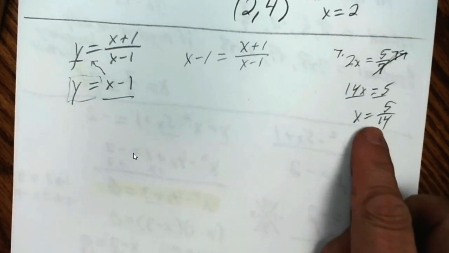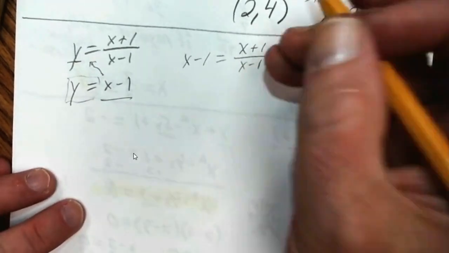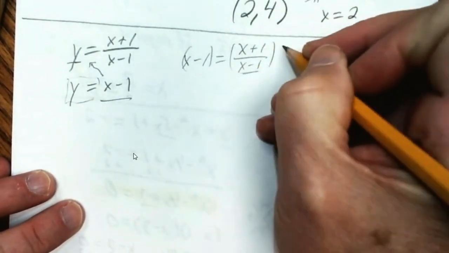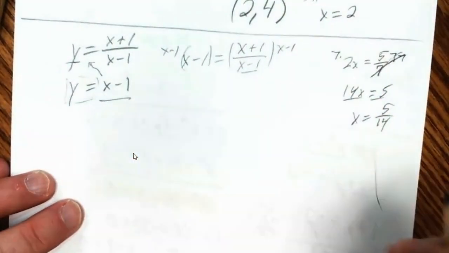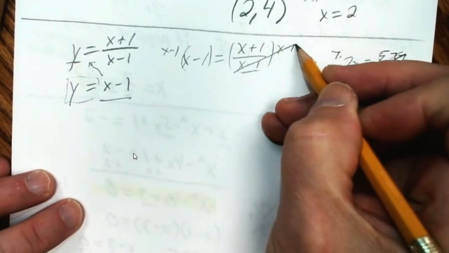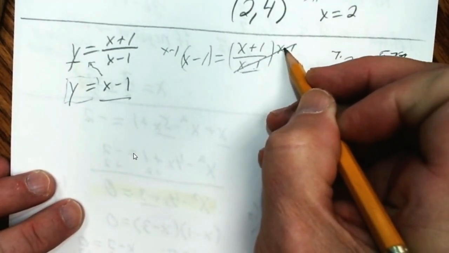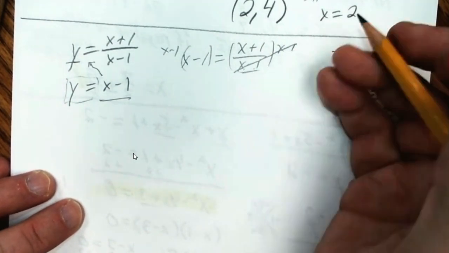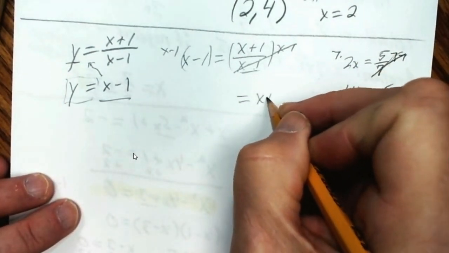Now, the answer ended up a fraction, but it was easy to work with when I got rid of it. So up here, I just want to get rid of the fraction. I do that by multiplying both sides by what's on the bottom, x minus 1. So now this cancels out. You're dividing by x minus 1 and you're multiplying by x minus 1. If you divide something and multiply by the same number, they just cancel each other out. So this equals x plus 1.